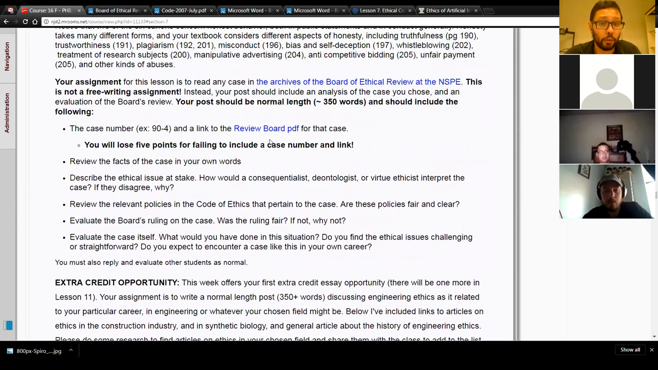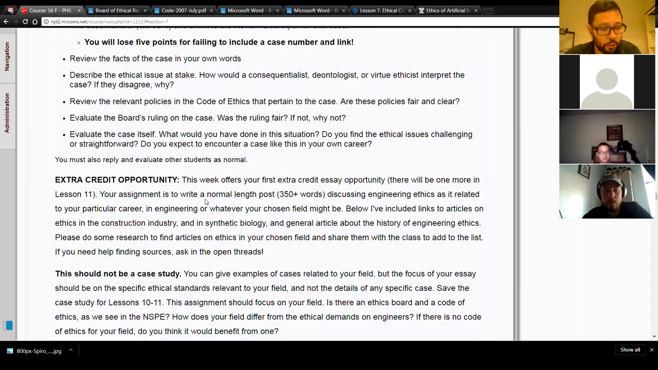A lot of what we're talking about this week is just general engineering ethics. But if you're a mechanical engineer or chemical engineer, and there are specific ethical issues related to those fields, talk about those. If you're a civil engineer, or if you're not an engineer at all, if you're a business major or some other kind of major, talk about the specific ethical issues in your domain, how they might differ from the more general engineering ethics issues that we've been considering.